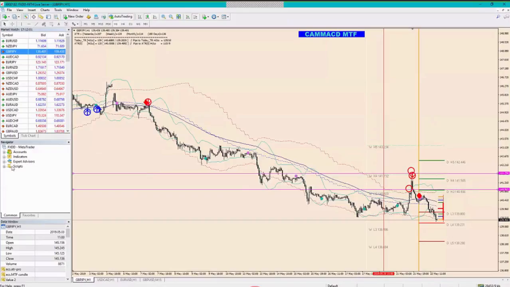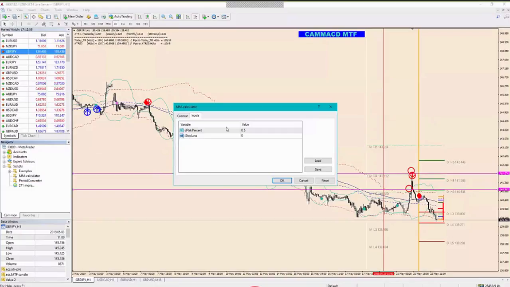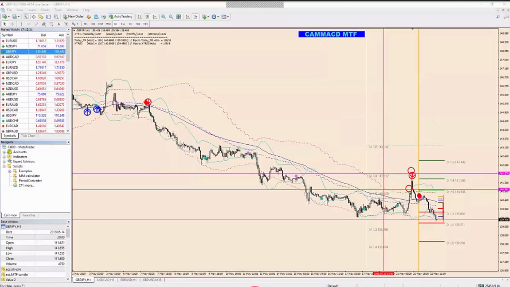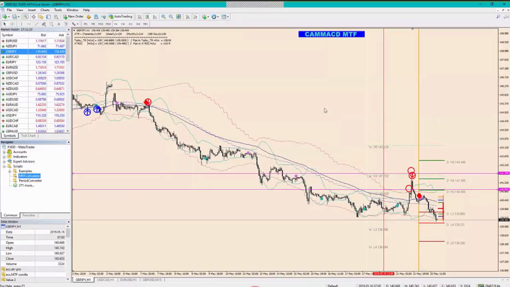So if I use, for example, one of the scripts, a money management calculator, and I want to use 1% of risk, my account now is close to 12,000. So the stop loss, I will just show you my account here. The stop loss is, let's say, 85 pips. So the exact lot size for this account is 0.14 lots. If I want to put 3% of risk, it will be tripled.